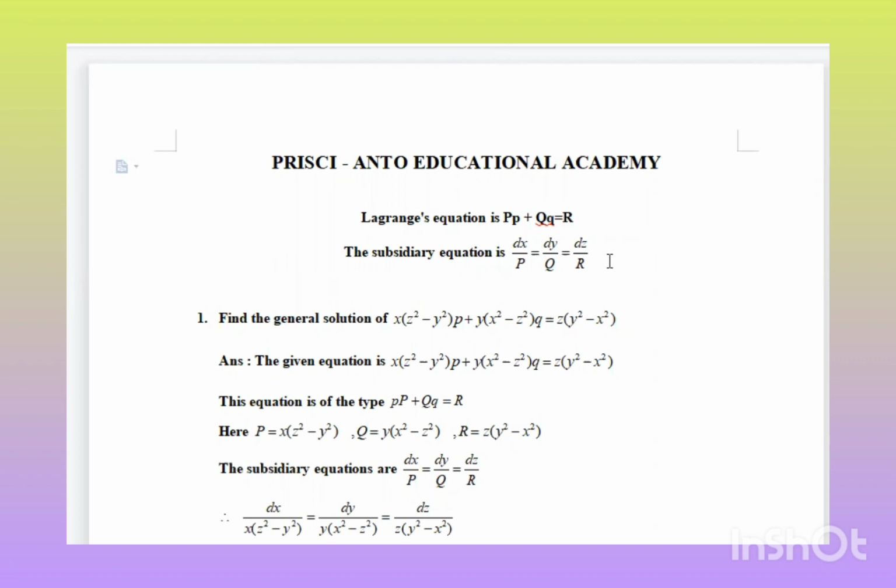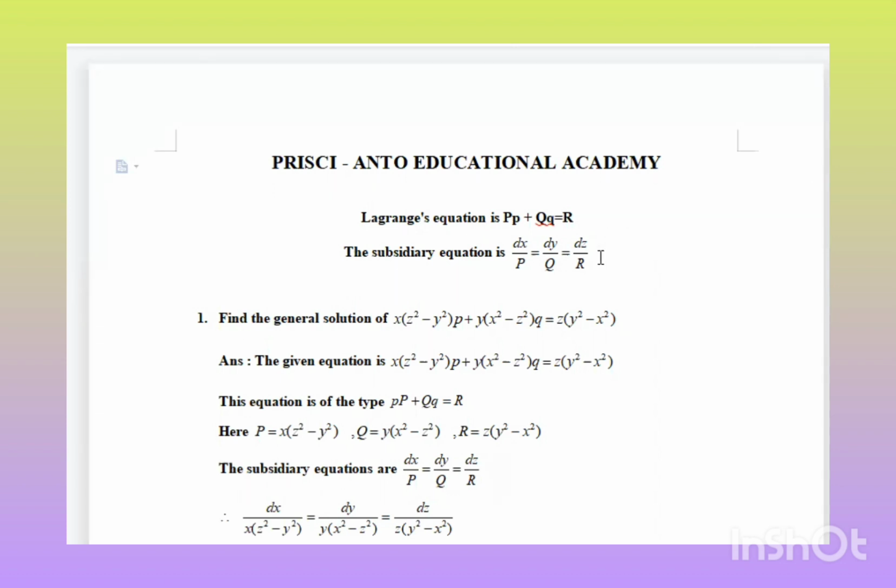The auxiliary or subsidiary equation is dx divided by capital P, dy divided by capital Q, which is equal to dz divided by capital R. So the auxiliary equation for the Lagrange's equation is dx divided by capital P, which is equal to dy divided by capital Q, which is equal to dz divided by capital R.